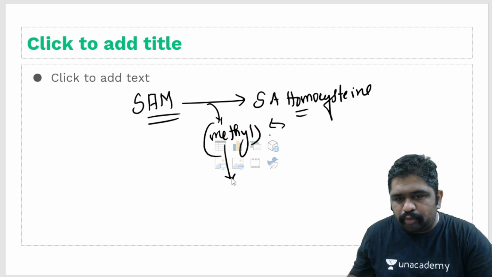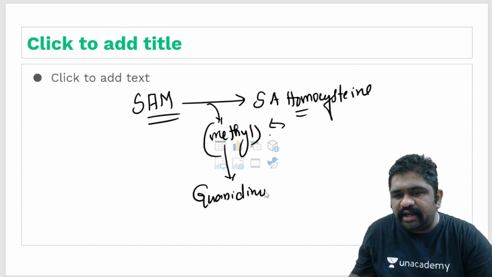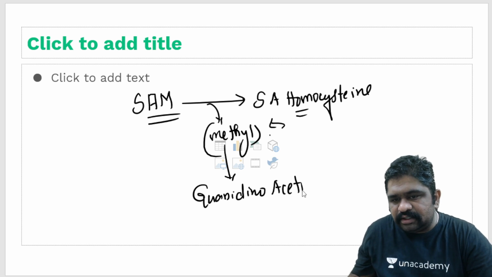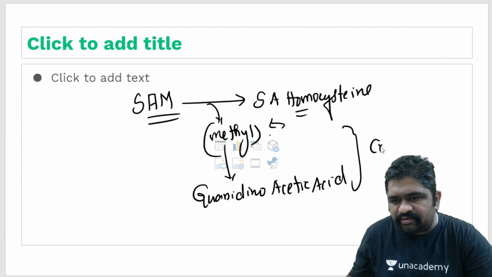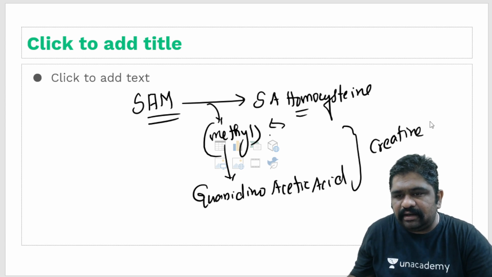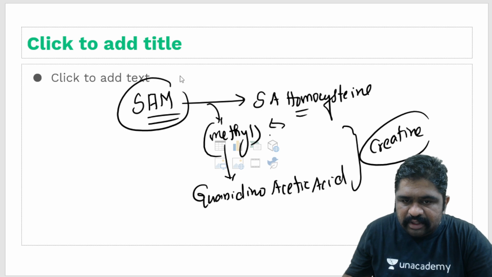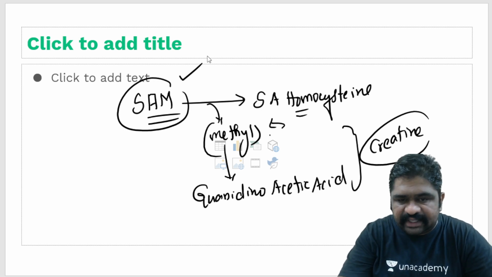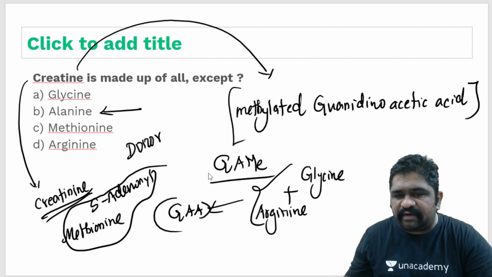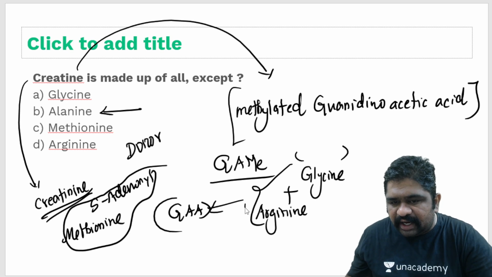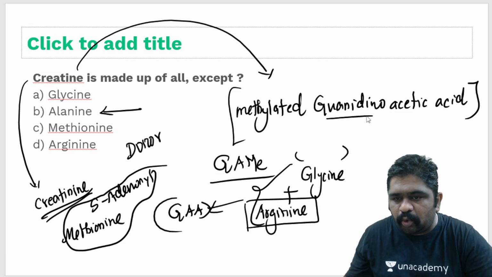Now that methyl group will reach guanidinoacetic acid. So the methylated version of guanidinoacetic acid will be referred to as creatine. So remember, we'll be using methionine. The active form is S-adenosyl methionine. You'll be having glycine to begin with. Arginine will be able to offer the guanidino group.